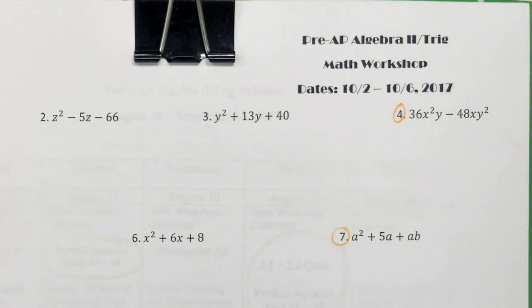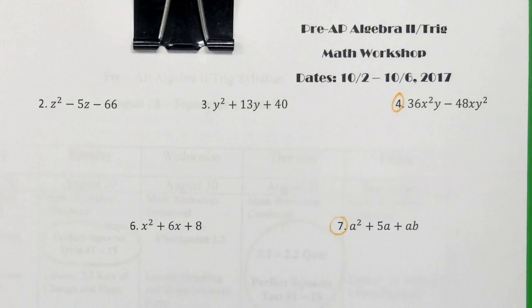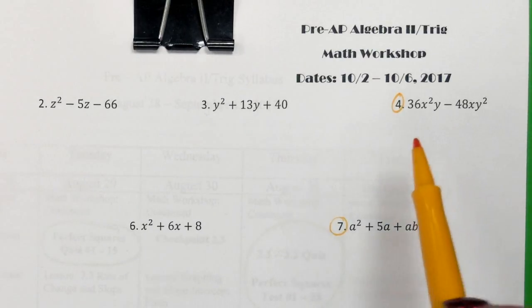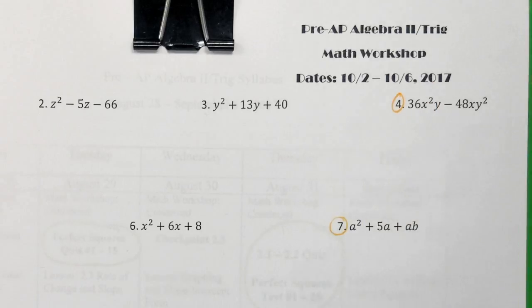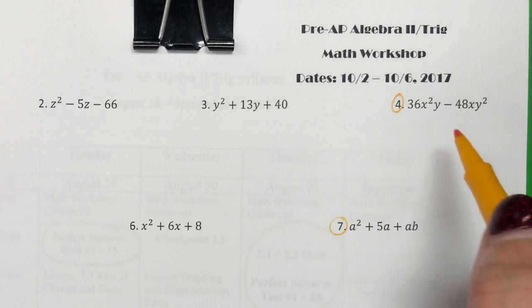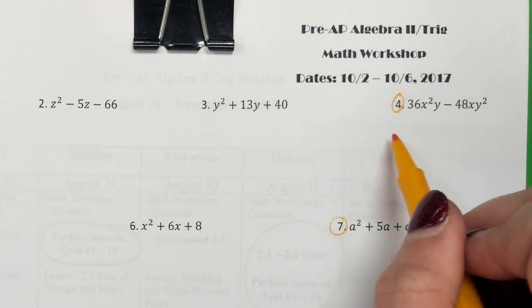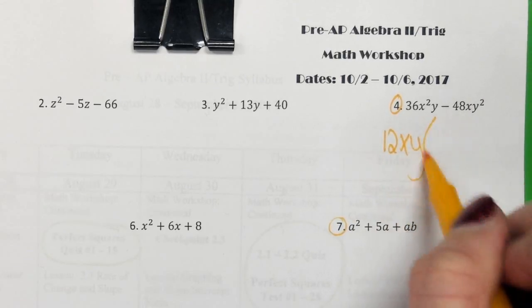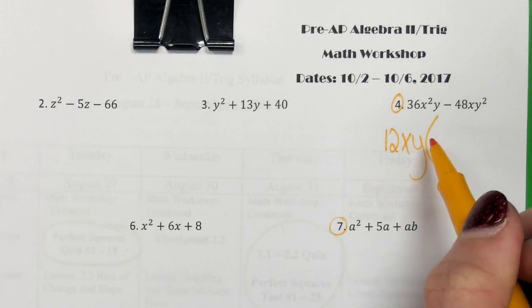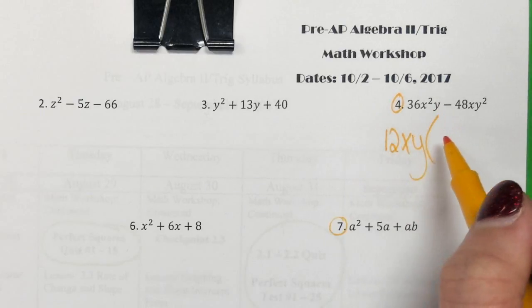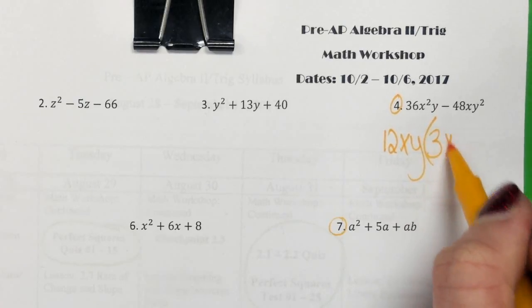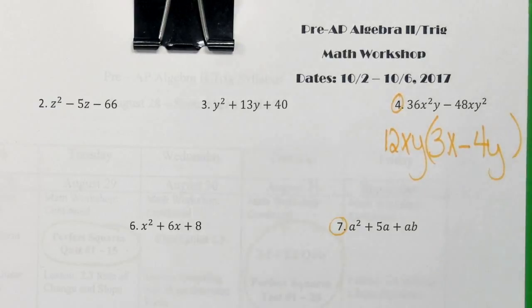Okay, here we go. Number 4. How many terms does number 4 have, guys? 2. Has 2. So if you have 2 or 3 terms, how do you factor this? GCF. There you go. What's the GCF between these two, Jared? 12xy. Perfect. So if you take out a 12xy, what does that leave you with? 3x minus 4y. Perfect. Y'all okay with that one?